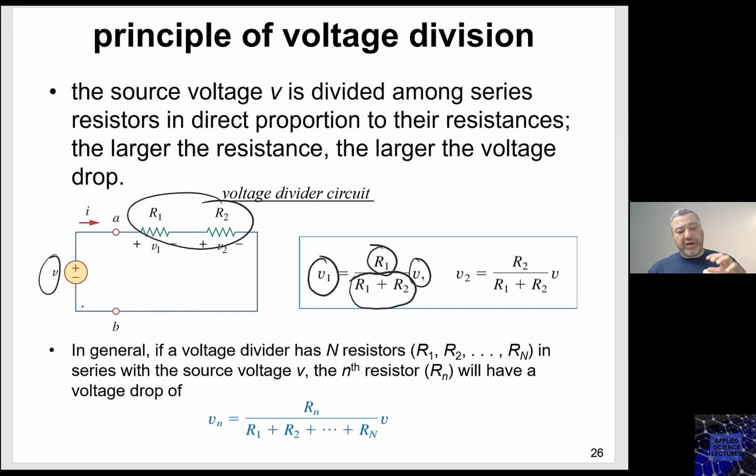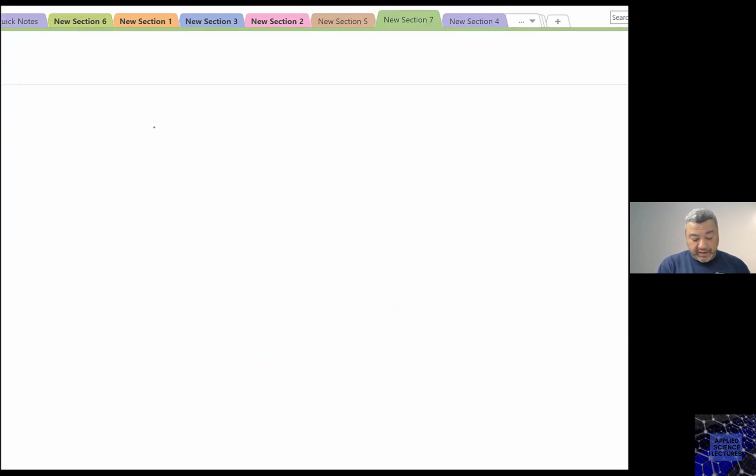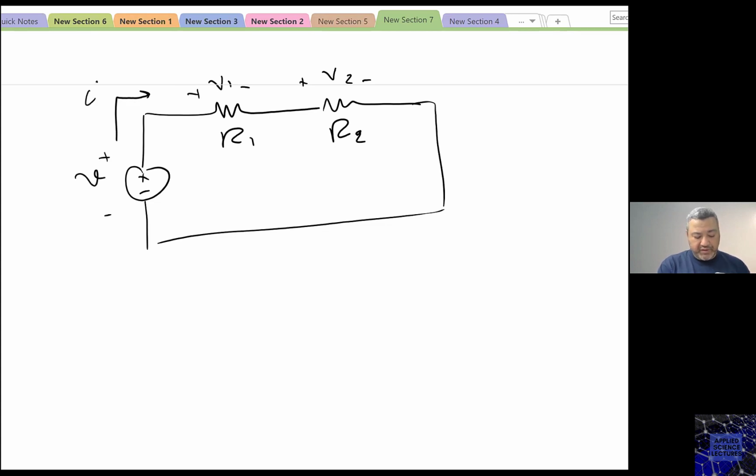What is the ratio between the resistance that you're interested to find the voltage drop across to the total resistance? And you can derive this easily. If you go here and say that this is my voltage, this is my R1, this is my R2, where I have here V1 and V2. This is V and this is I.